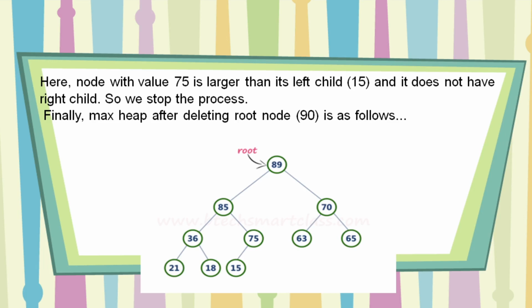Finally, the max tree after deleting the root node is like this. We deleted the root node 90 and the root value is replaced with 89. Now the tree follows the max heap property. This is about heap trees and threaded binary trees. Thank you.